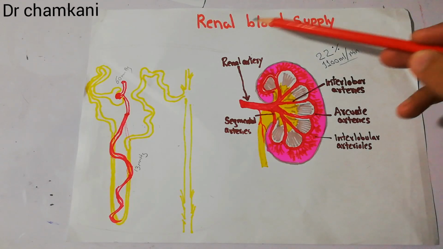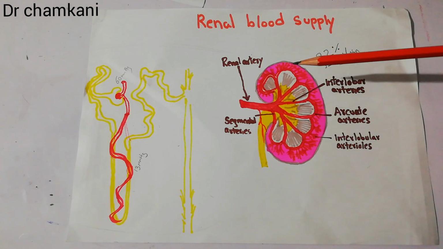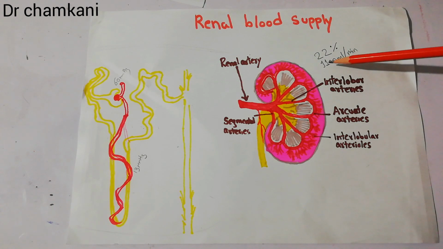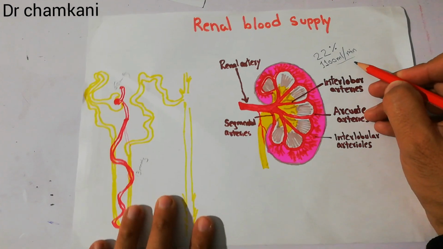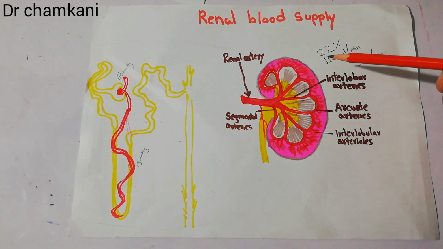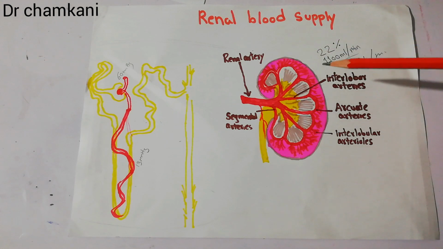In this lecture, we will talk about the renal blood supply, or the blood flow to the kidneys. The two kidneys basically receive around 22% of the cardiac output, or 1100 ml of blood per minute. The heart is pumping around 5 liters of blood per minute. Out of the 5 liters, around 1100 ml of blood per minute is being pumped towards the kidneys.